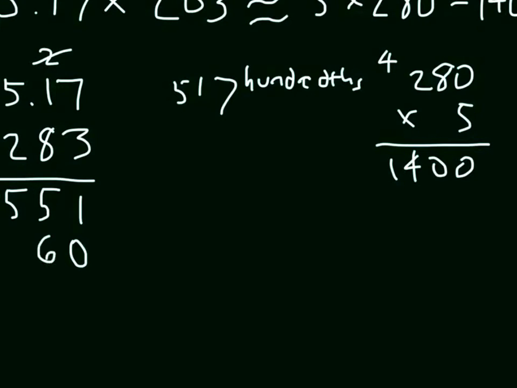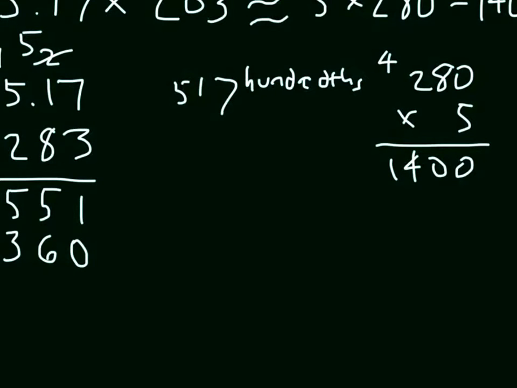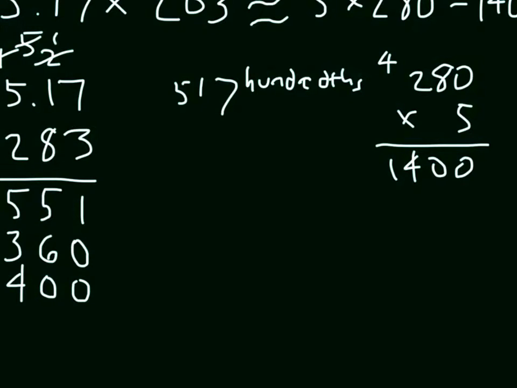8 times 7 is 56. 6, regroup the 5. 8 times 1 is 8, plus 5 is 13. 3, regroup the 1. And 8 times 5 is 40, plus 1 is 41. Place 2 zeros when working with that 2 there. Make sure to cross out my regroups. 2 times 7 is 14. 4, regroup the 1. 2 times 1 is 2, plus 1 is 3. And 2 times 5 is 10. And then I will work to carefully add those together.